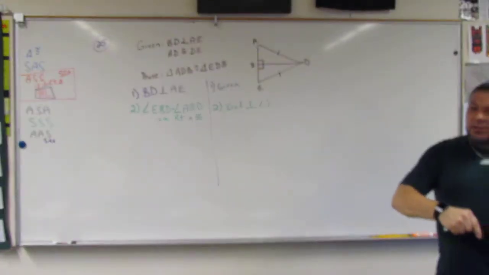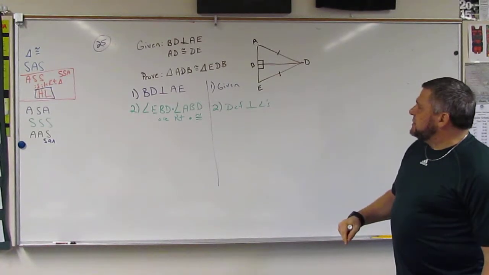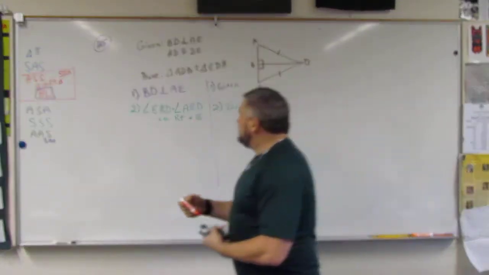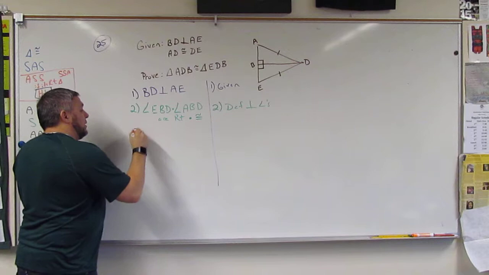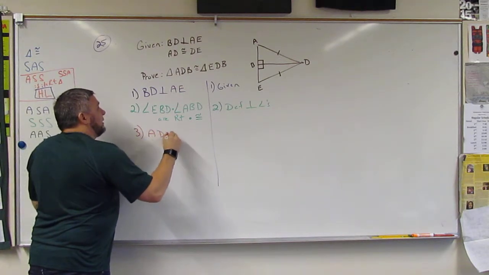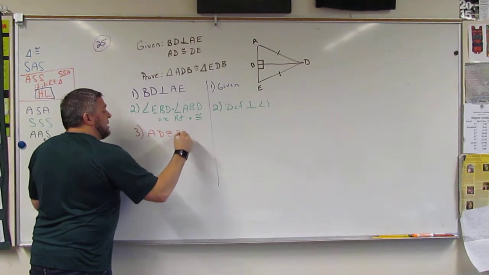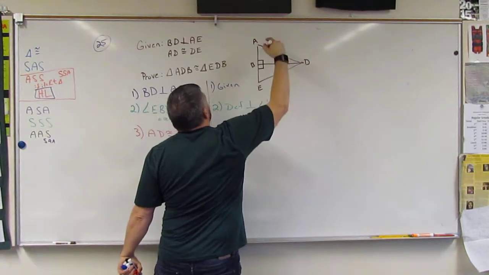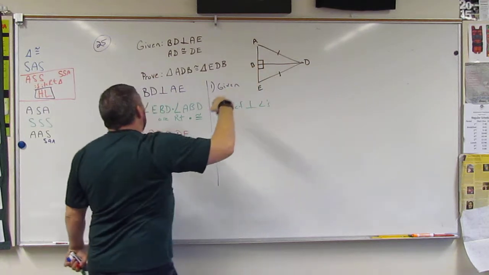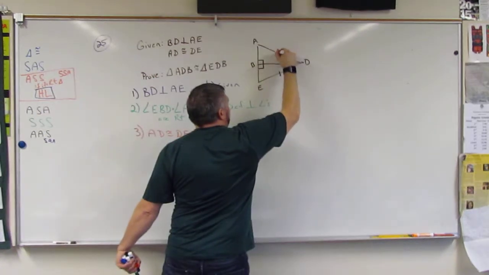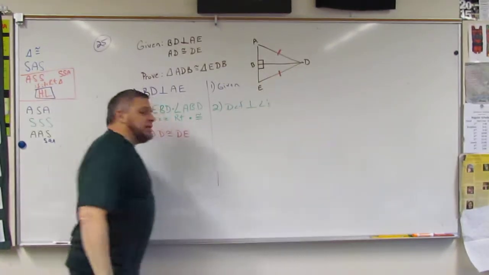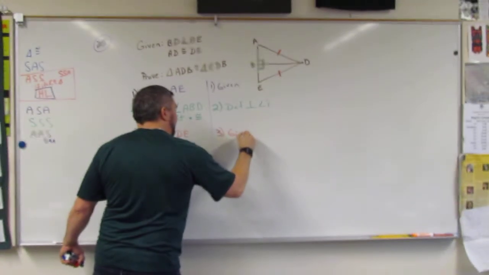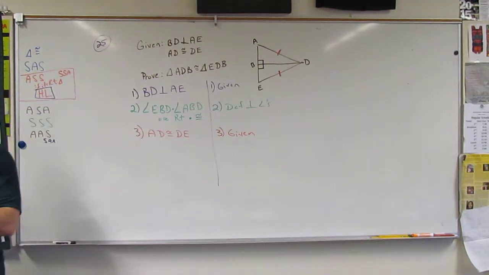So next, we want to look at another given. So what's the other given? AD is congruent to DE. Right? So AD is congruent to ED. Three, given.